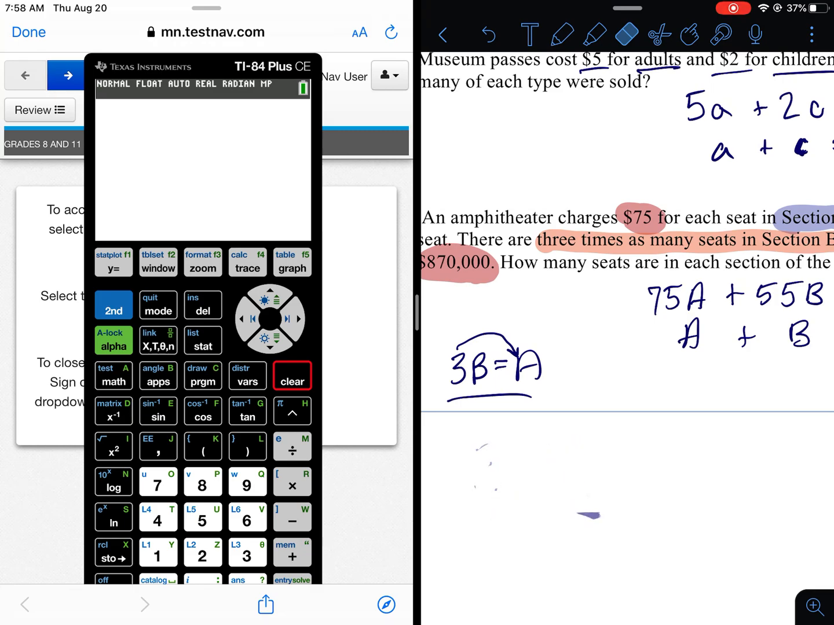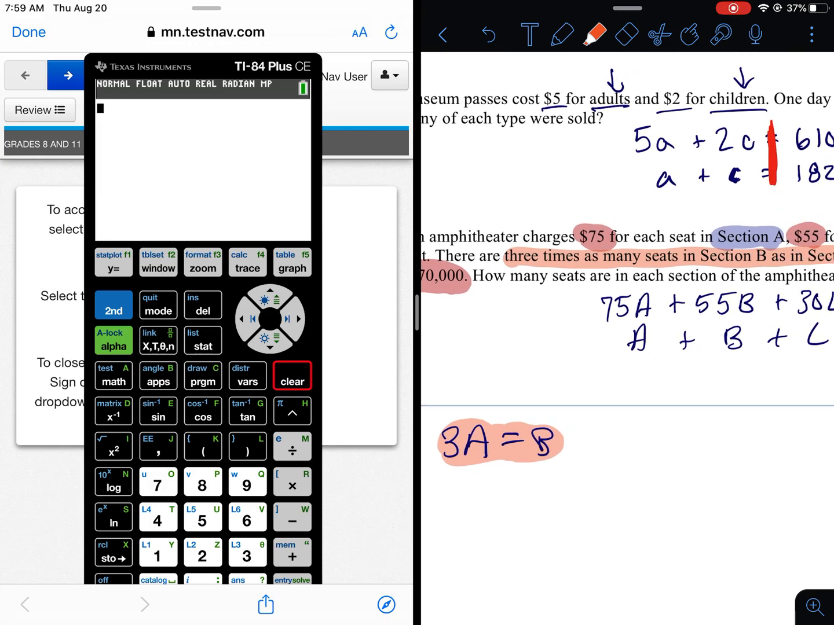The way that it sounds is actually the opposite of the way it should be written. So though it looks like 3 times as many seats in B is as A, just realize it's the other way around. It's actually 3 times A equals B. Now that we have that piece, that's our third equation. Our third equation is this. 3 times A equals B.